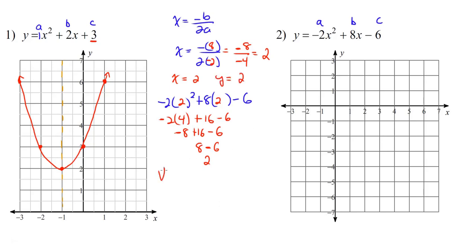So our vertex is at the point 2, 2. So we're going to go here, 2, 2. And we're going to place our vertex. Remember, this is also our axis of symmetry here.